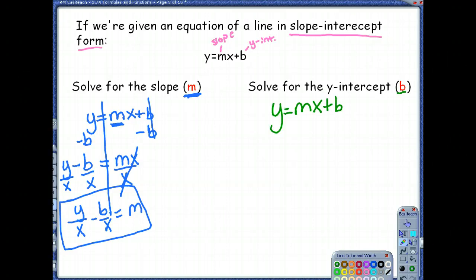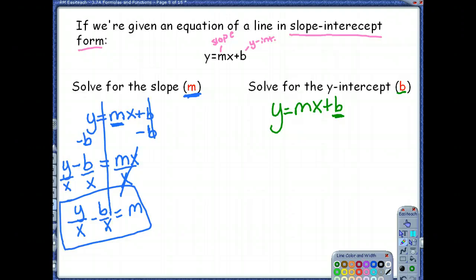we want to solve for the b. So we want to isolate the b. Now, notice that b does not have a number in front or another variable attached to it, multiplied by it. So we don't have to worry about dividing in this case. We want to get rid of this mx. We want to remove it.